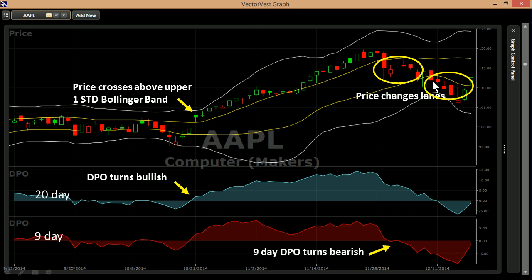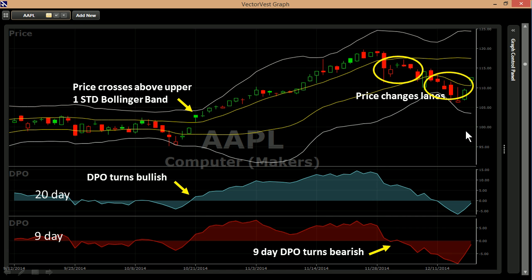But eventually, when price crosses into what we call the slow lane, the right-hand lane, that is your last line in the sand. If you hadn't gotten out of the position yet, if price crosses below the lower 1 standard deviation band and enters into the slow lane, you really want to think about exiting the position at that point.